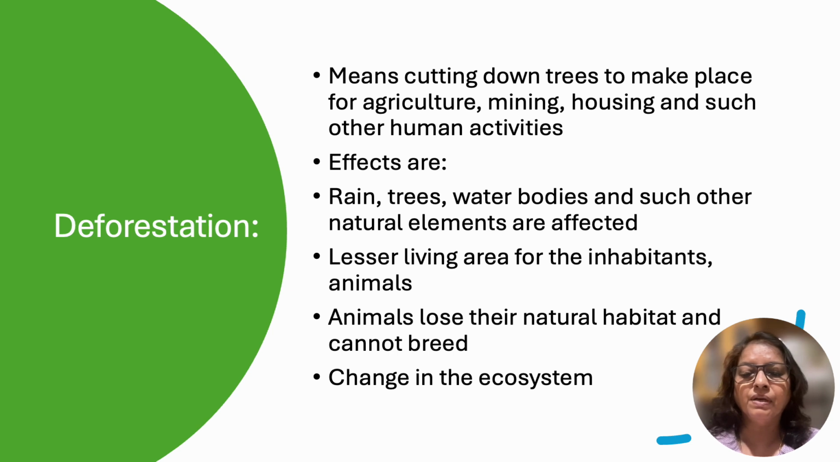There is lesser living area for the inhabitants, that is animals. Where will the animals go if forests are cut down? They will start coming into urban situations. Animals lose their natural habitat and cannot breed.